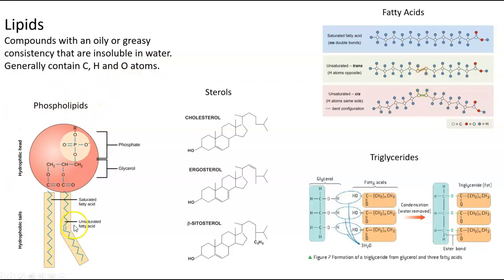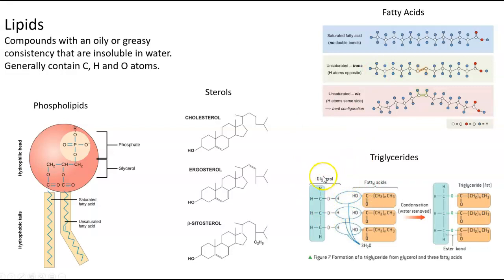So phospholipids that we looked at before are lipids. But you also have other types of lipids like cholesterol and ergosterol. These are what we call sterols. You also have fatty acids, and in animals and living organisms we store fats as triglycerides. They have, as you see, quite a different structure and are more diverse than carbohydrates. But we can look at triglycerides first.